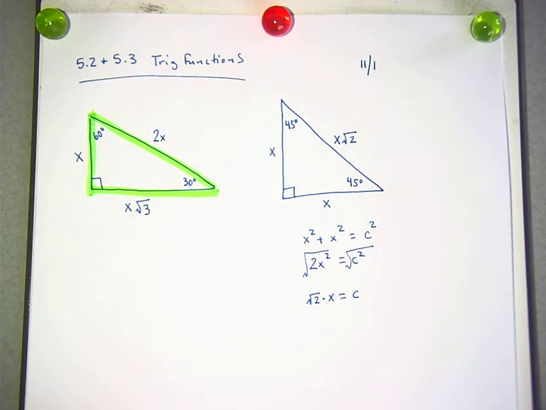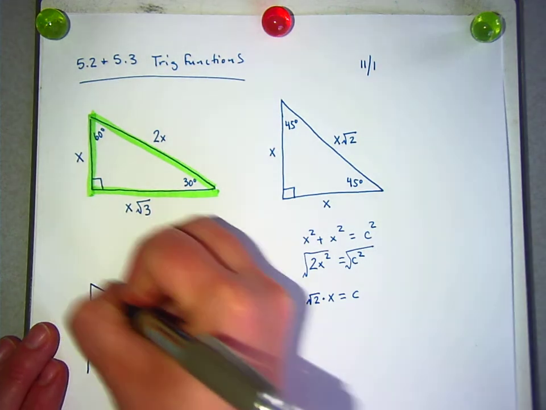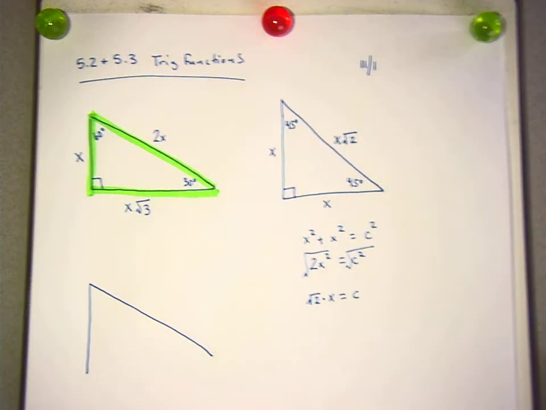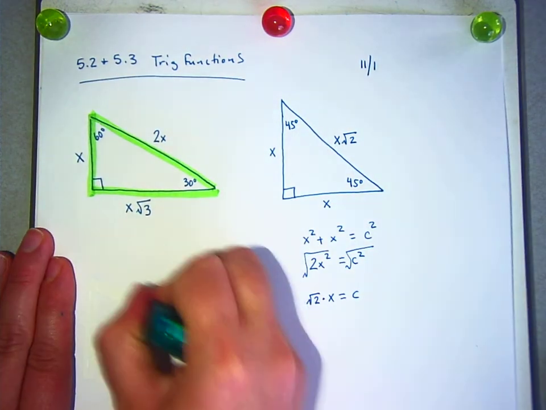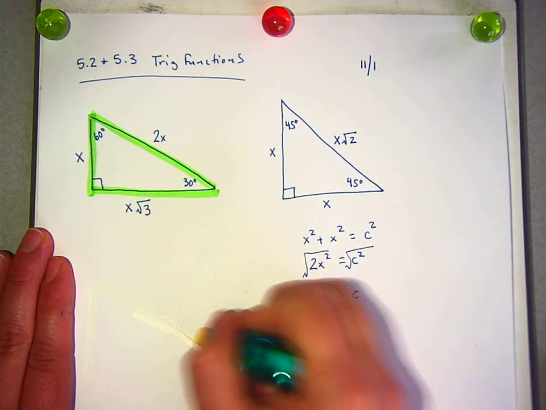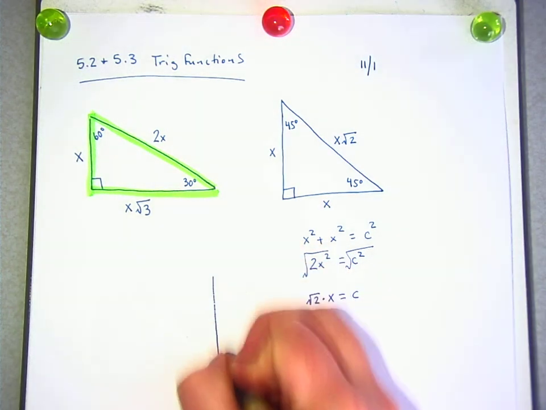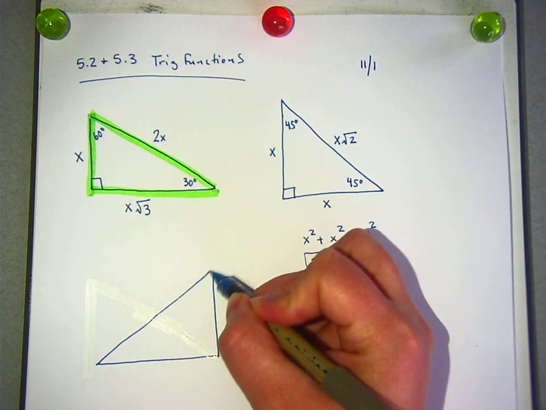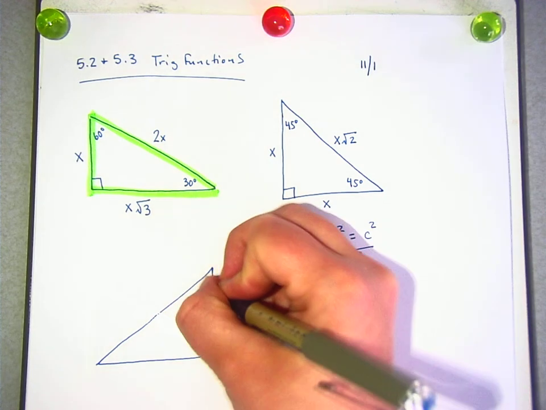Okay. So now I'm going to redraw this, and we're going to figure out what the sides of this triangle would be. You know what? Maybe I'll draw it the other way. I'm going to draw it so that it matches the triangle on the unit circle. This is 60 over here, this is 30.